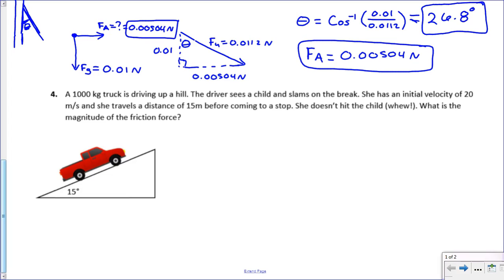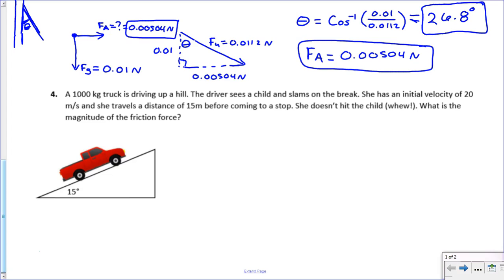Okay, moving on to problem 4 here. We've got a truck, and it's driving up a hill, and then it says the driver sees a child and slams on the brakes. She has an initial velocity of 20 meters per second, and she travels a distance of 15 meters before coming to a stop. I say she doesn't hit the child, which is good. And then it says, what's the magnitude of the friction force?